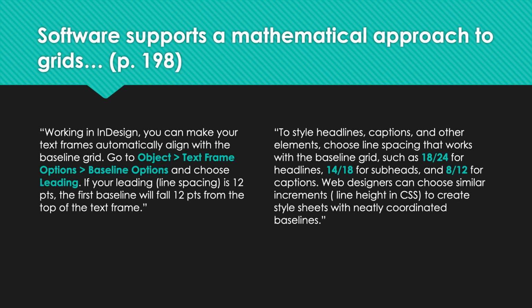Look on the right side here. She has numbers 18/24, 14/18, 8/12. These are the size of the type and the leading, which is the space between the lines of type. Notice that everything here is a multiple of 6. And when you do this kind of system, this makes a mathematical approach to grids actually work as part of your design. Do you have to do that? No. But many people try to do this because it can help them be more efficient and effective, which again, some people see as the point of grids as a whole.